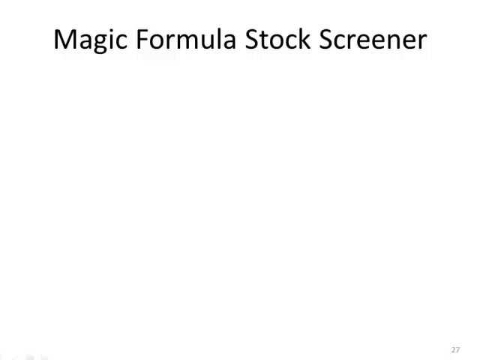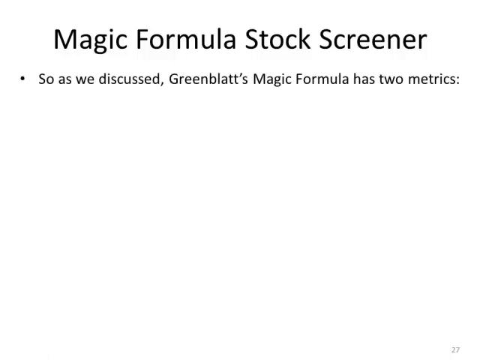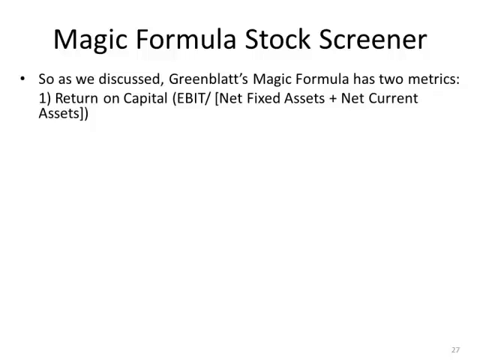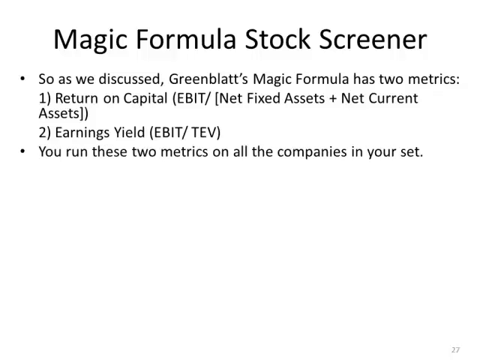Magic Formula Stock Screener. So as we have discussed, Greenblatt's magic formula has two metrics. The first is the return on capital, and this we've defined as earnings before interest and taxes divided by net fixed assets plus net current assets. And the second is the earnings yield, which is earnings before interest and taxes divided by the total enterprise value. And then you can run these two metrics on all the companies in your set, right? You can sort companies by these metrics.